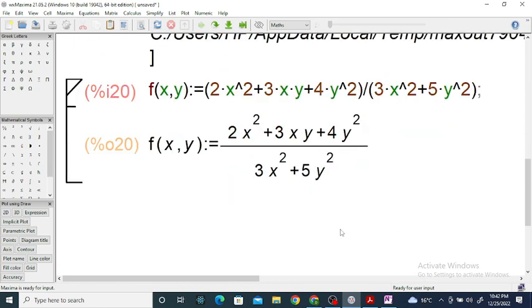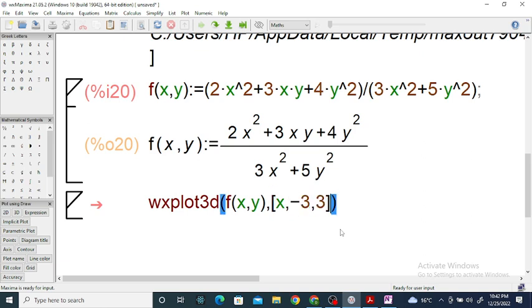Now again, if you use wxplot3d of f(x, y) in the range, say x equal to minus 3 to plus 3, the range of variable x, and the range of variable y, say minus 3 to plus 3, because in this range there is a point, the origin point (0, 0).